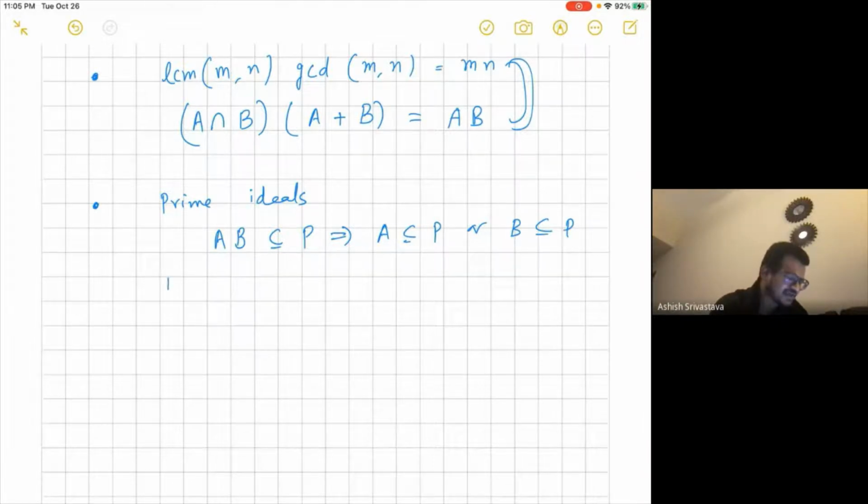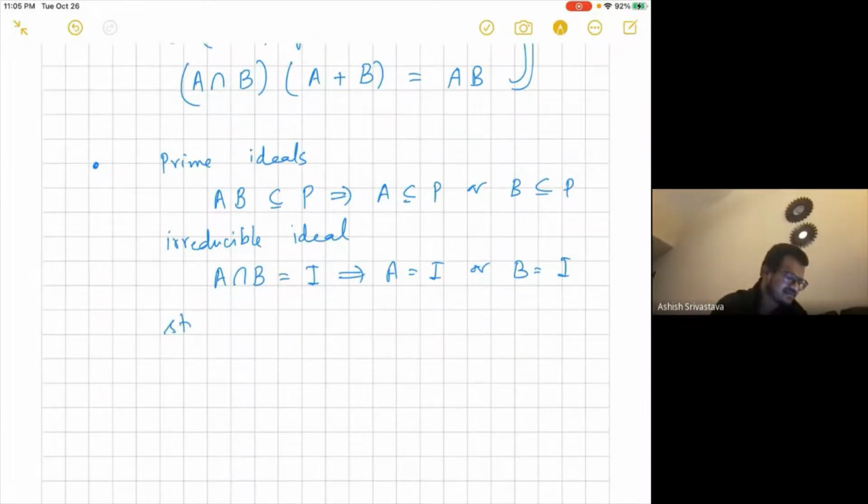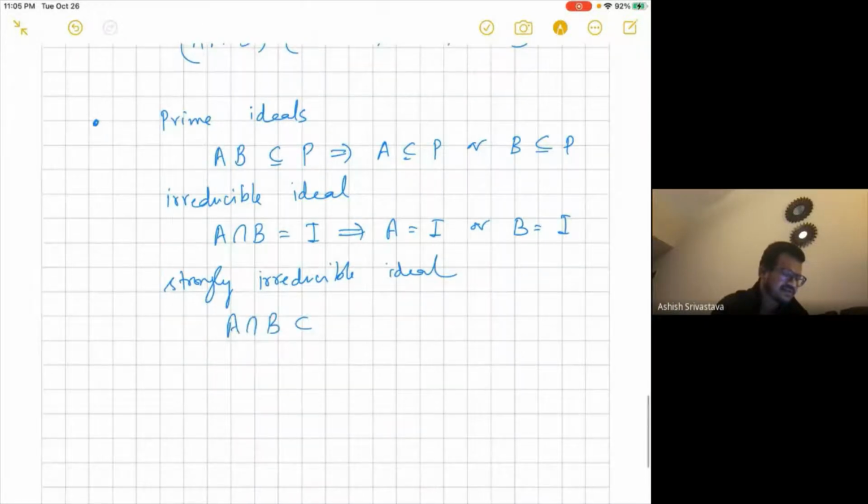Another notion related to that is the notion of irreducible ideal. An irreducible ideal means if you have any two ideals A and B, and A intersection B equals I, that implies A equals I or B equals I, right? It's just the ideal theoretic analog of what you call irreducible elements. And then there is a stronger version of this. A strongly irreducible ideal is one where A intersection B contained in I implies A is contained in I or B is contained in I, right?